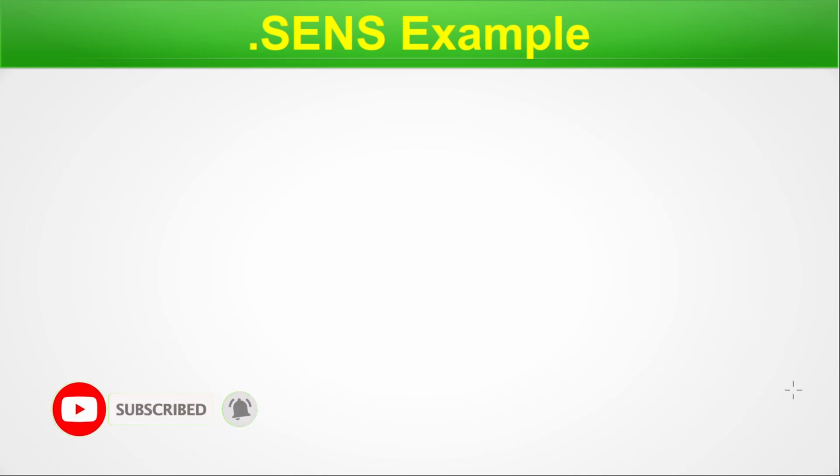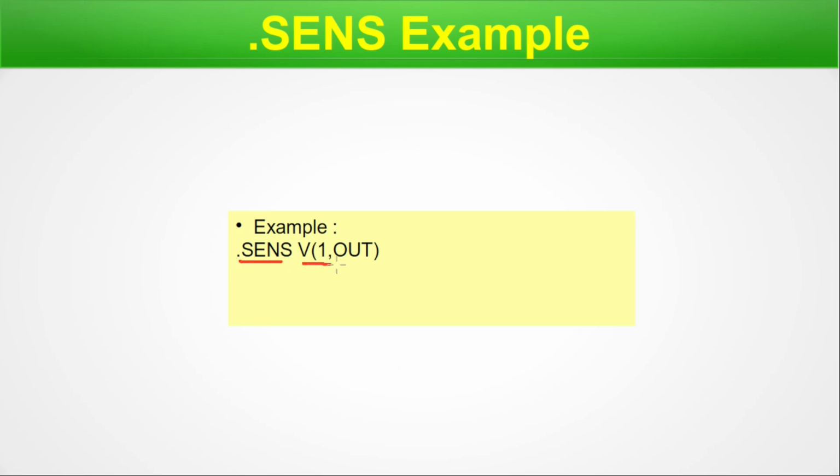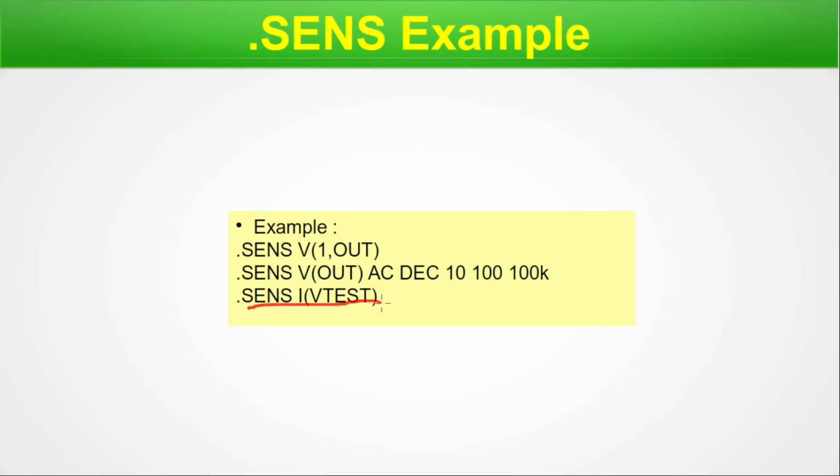Now let us see some examples of the sensitivity analysis. Here goes our example. First one, .sense, then V1, out. So this is a kind of DC, as we have spoken already. And then we have the .sense, then V out, then AC, then we have decade type of analysis, number of points 10, starting frequency is 100, and the final frequency is 100K. So this way, we have the sensitivity analysis in DC format, that is the DC sensitivity, as well as the AC sensitivity analysis. Again, this is for the current analysis and this is for DC.